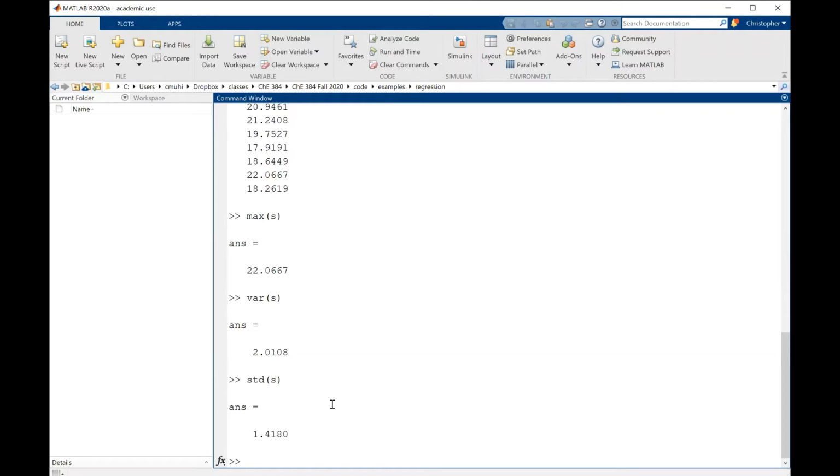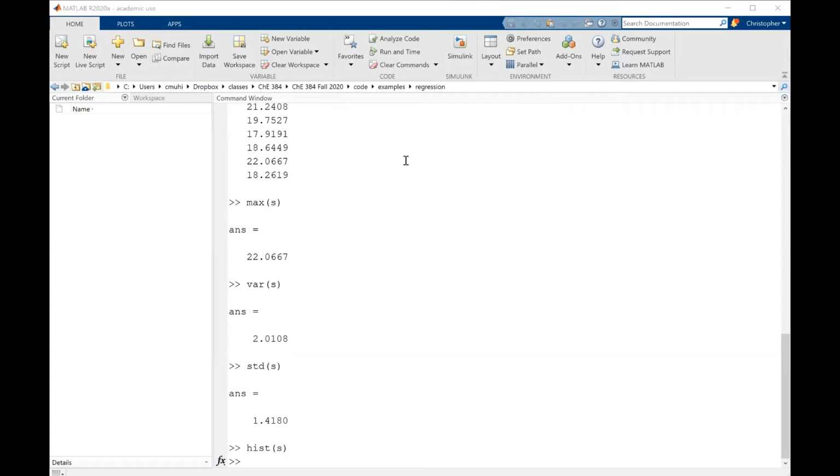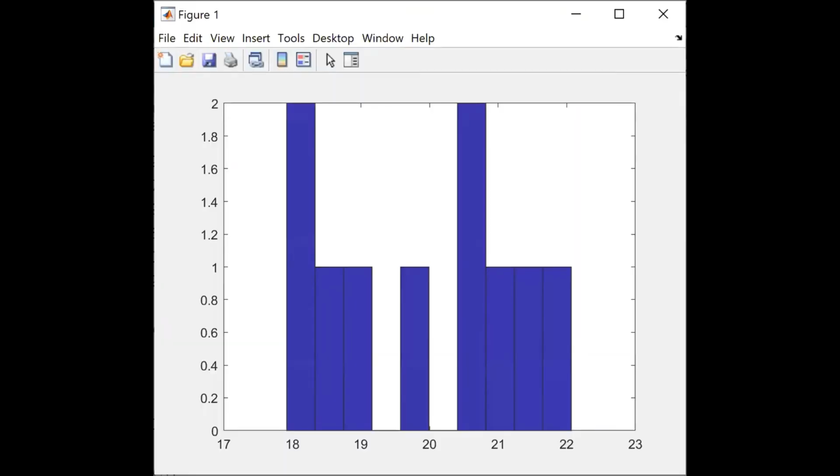The other thing that we may want to do is see a histogram of the data. In this case, all I need to do is type in hist of S, and an image of the histogram will pop up. Let me reshare my screen so that you can see the produced histogram. So here we can see that histogram.